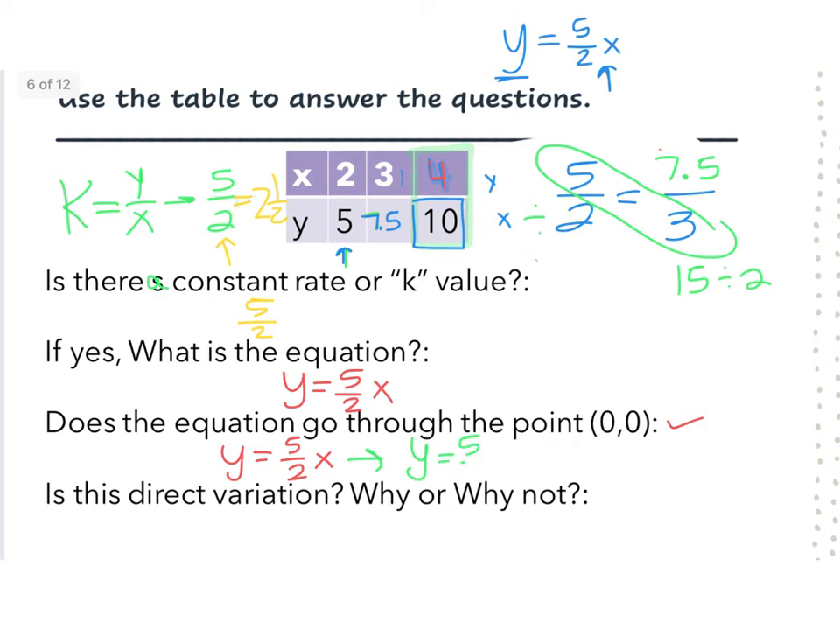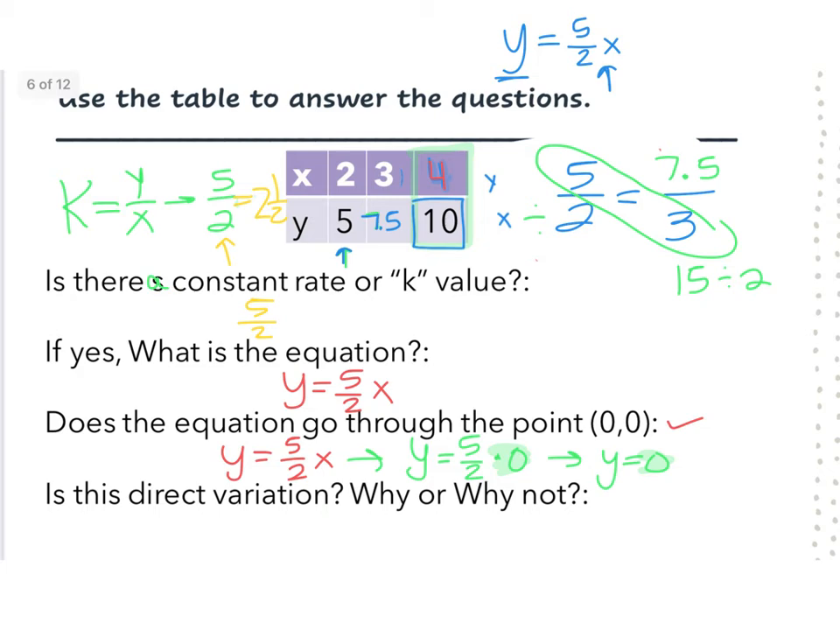So y equals 5 over 2 times 0. So we're plugging in a 0 for our x. If we solve this, we end up getting y equals 0. So that means when our x is 0, our y is also 0. So it does go through the origin.